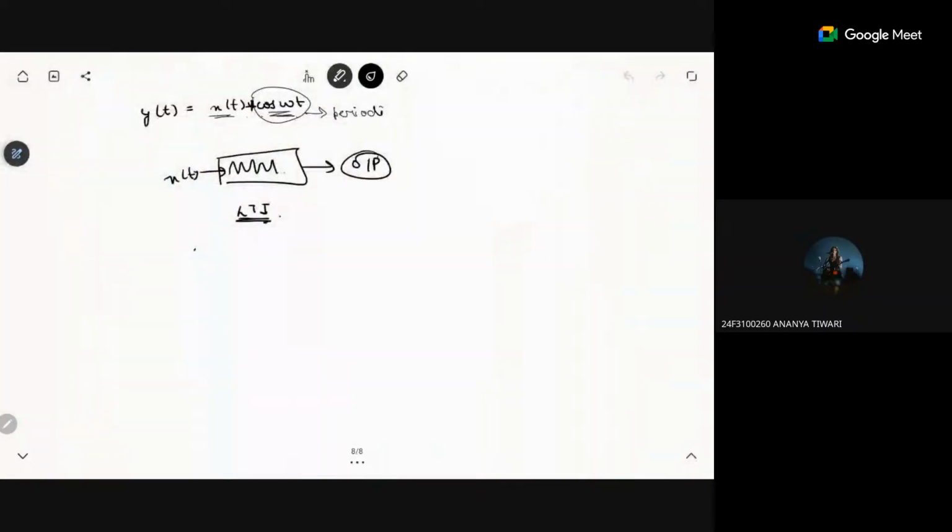So when you see this cos omega t, it's oscillating, but it's going from minus infinity to infinity. That means this function becomes unstable. Right? Okay, ma'am, got it.